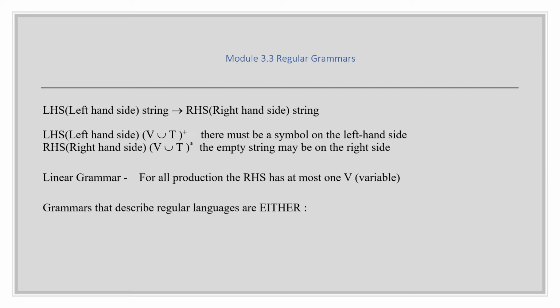Linear grammars. In a linear grammar, all productions have at most one variable on the right-hand side. There are grammars in which you have more than one variable on the right-hand side, but a linear grammar has only one. If you want to describe a regular language with a grammar, it must be either a right linear grammar or a left linear grammar. So let's see what that means.